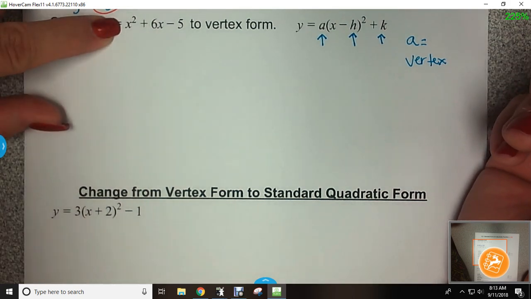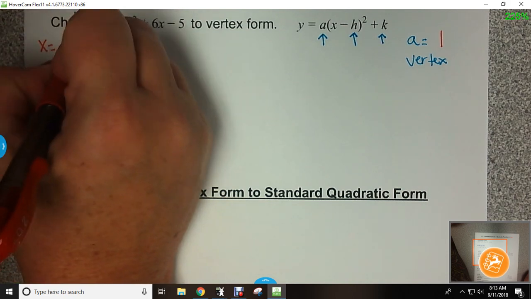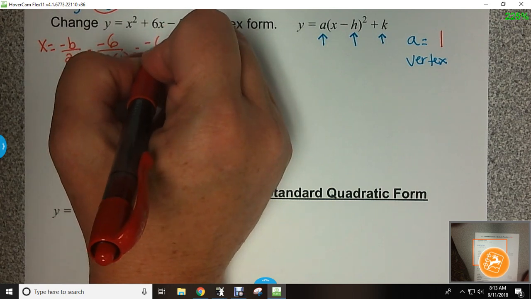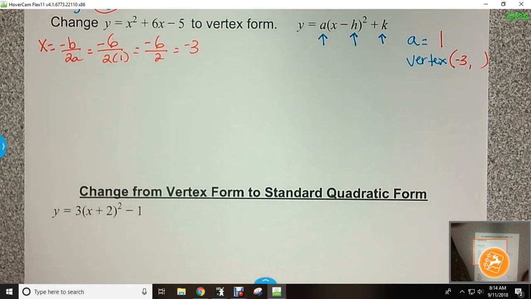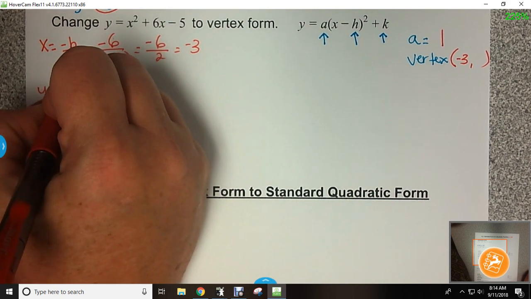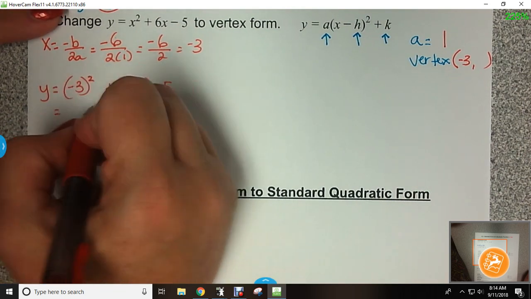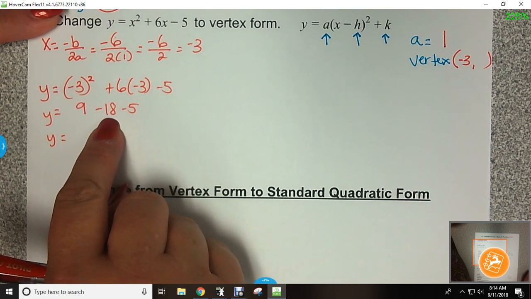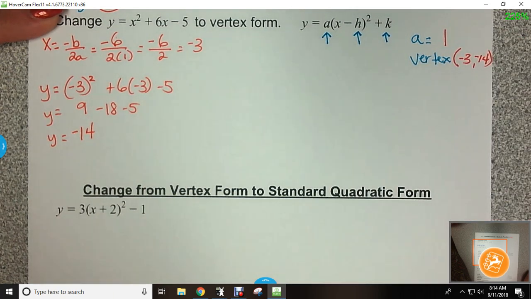Alright, so I know my a value is in front of x squared, a is equal to 1. So now, to find the axis of symmetry, I'm going to do negative b over 2a. So that's going to be negative 6 over 2 times 1. Gives me negative 6 over 2, simplifies to negative 3. That is the x part of my vertex. So now we want to go back to the original equation, take this negative 3, plug it in for each of the x's. So that is negative 3 squared plus 6 times negative 3 minus 5. So I've got 9 minus 18 minus 5. Well, 9 minus 18 is negative 9, minus 5 is negative 14. So the y part of the vertex is negative 14.